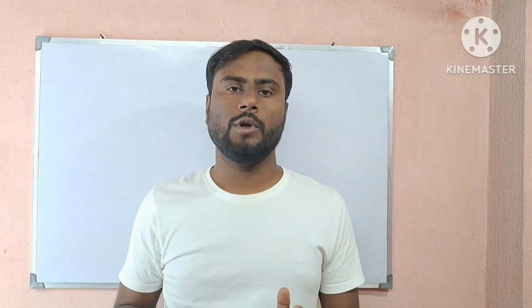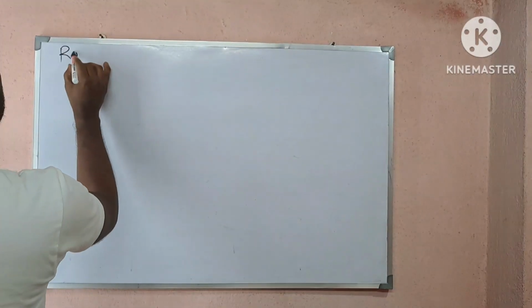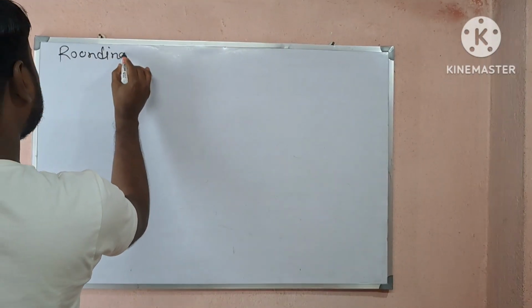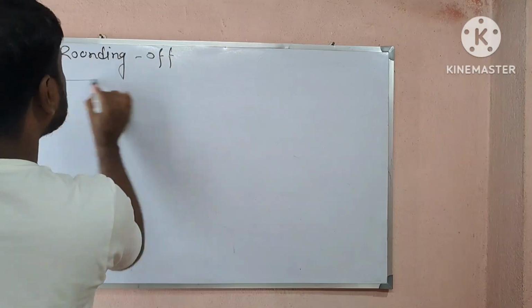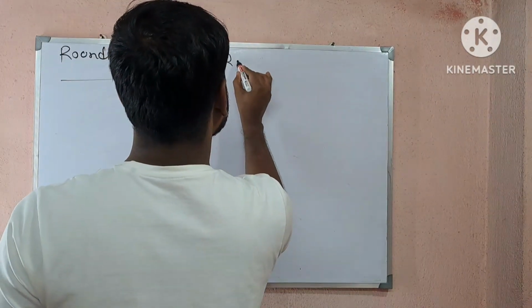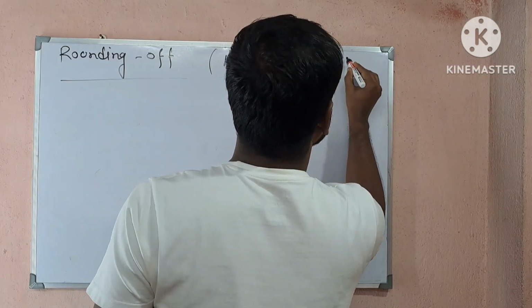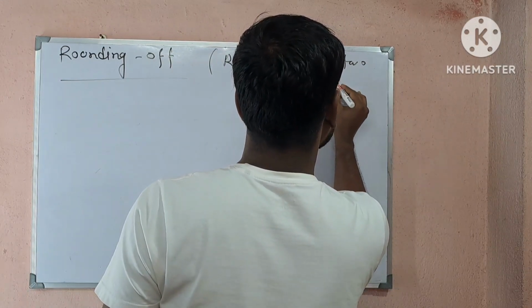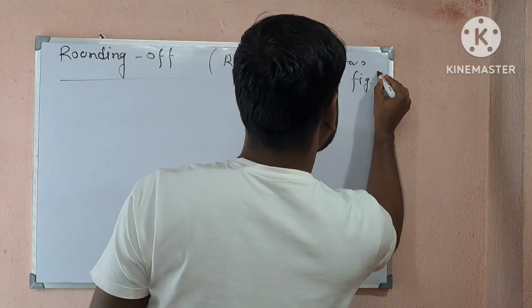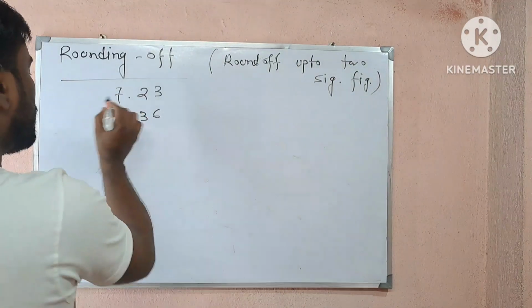Now we have to know how to round off any value. So now we'll learn rounding off. We have to round off up to two significant figures.